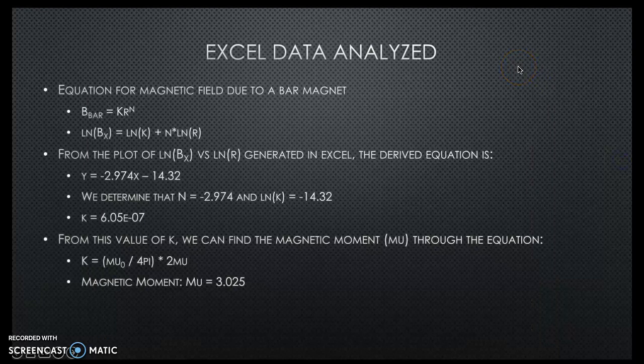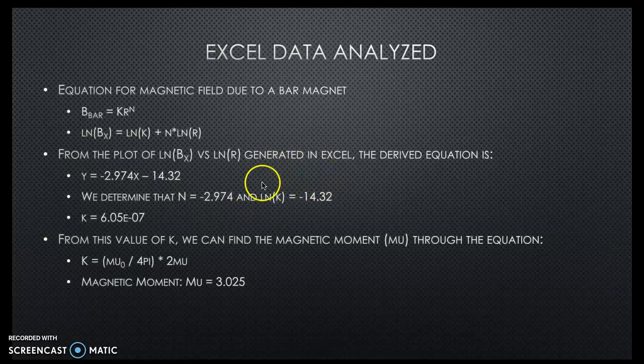Analyzing some of the Excel data, as you just saw, for the equation for magnetic field due to a bar magnet, we use B = kr^n, and then can take the natural log of all that to get ln Bx = ln k + n ln r. From the plot of ln Bx versus ln r that was generated in Excel, it gives somewhat of a y = mx + b equation where we know that n is equal to the slope, which is negative 2.974, and the natural log of k is the y-intercept, which is negative 14.32.